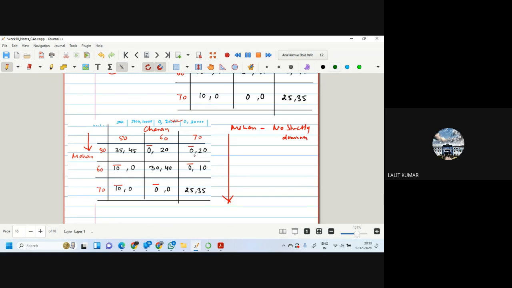Now we check for Charan. We check like this: 45, 20, 20. 20 and 20 are dominated. Here 0 is dominated, and here 0 is dominated.